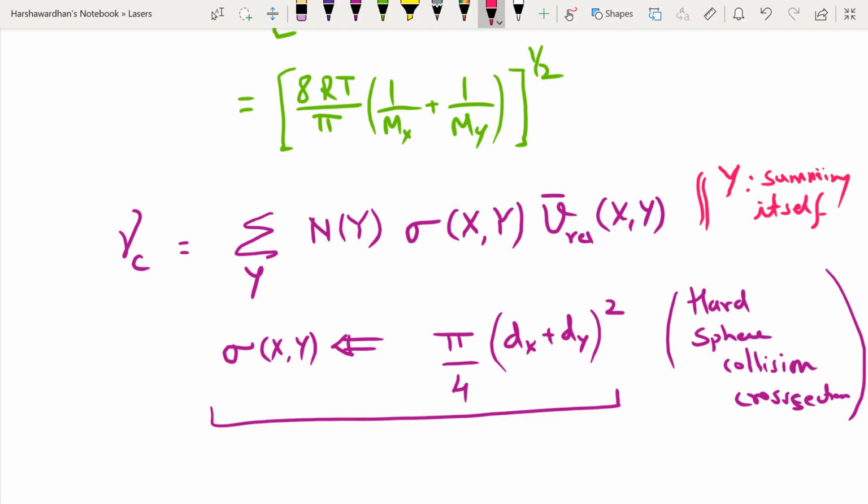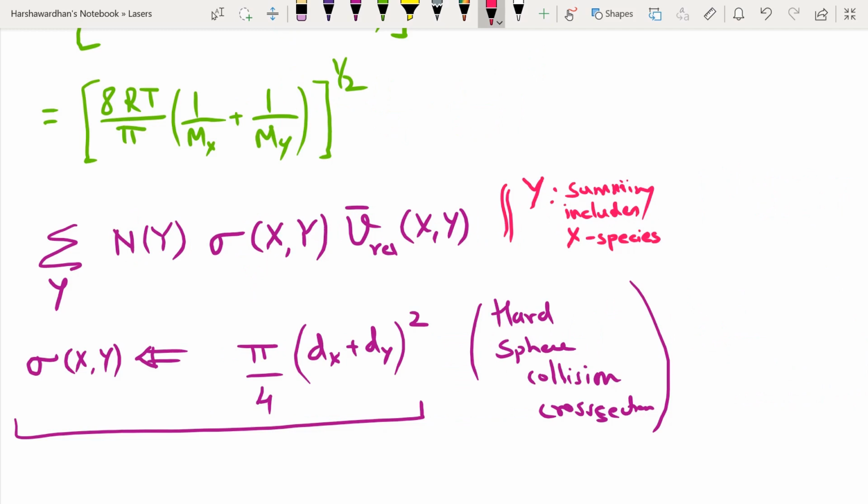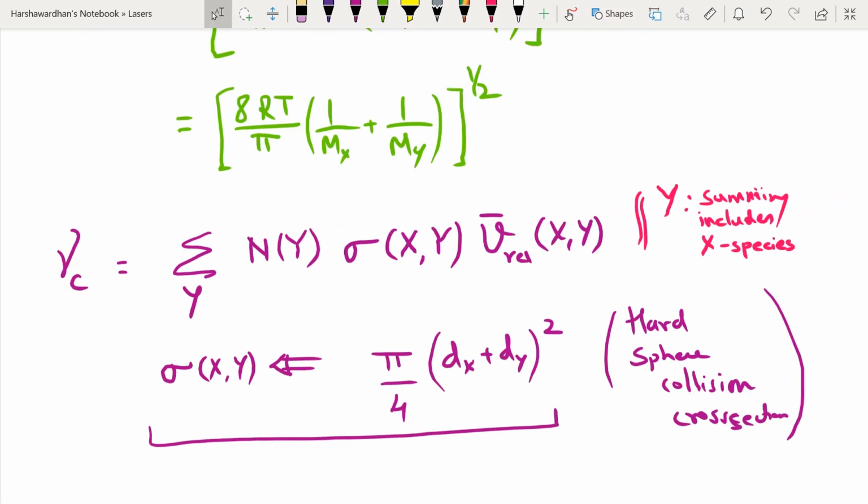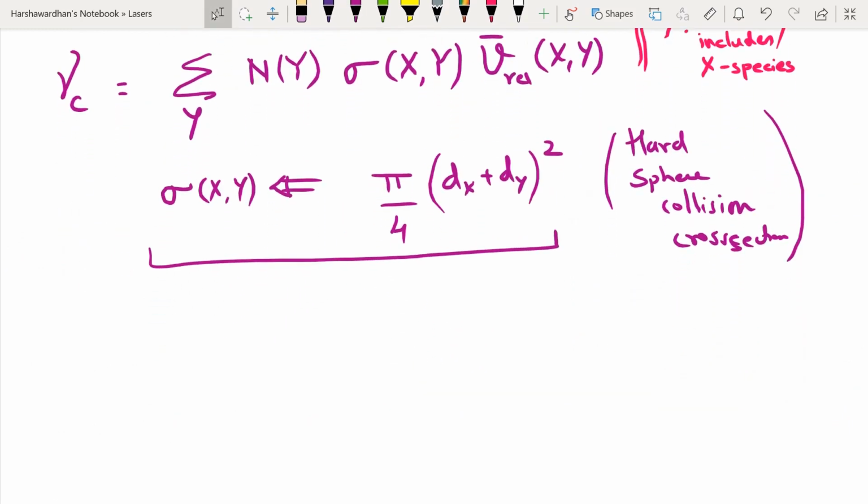So then we look at the collision between carbon dioxide and nitrogen, and carbon dioxide and helium. So you see, these are the various species Y that you need to sum over to get the collisional rate of the species X. So the summing includes the X species as well. I can write down another small formula. These are formulas that allow you to come up with numbers easily.